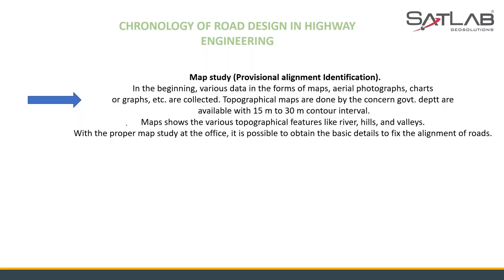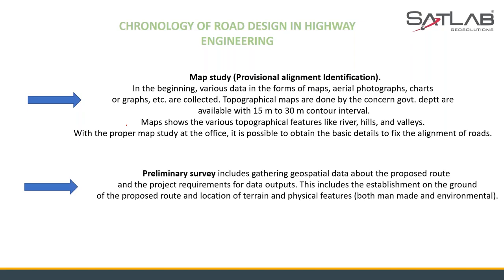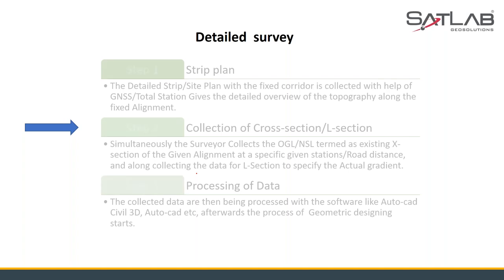So what do we do when we are going to design any road? First of all, we go for the map study. In the beginning, various data in the form of maps, aerial photographs, charts, and graphs, etc. are collected. These graphs and maps you can collect from the concerned department, just to do a reconnaissance survey, or we can just fix an alignment. That's it. We're not doing anything else right now. We're just fixing an alignment.